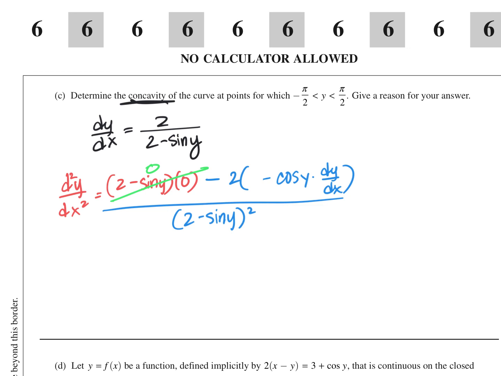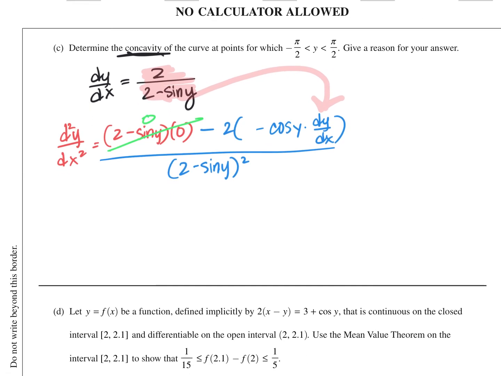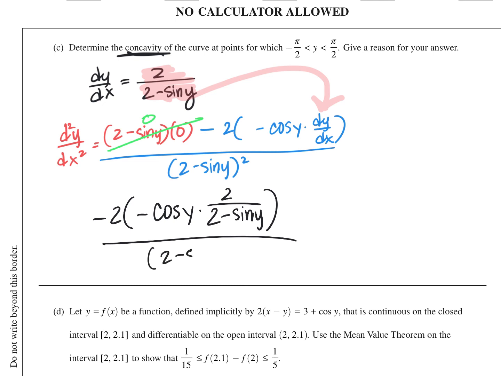Now, you guys, what can I plug in for this dy dx? Well, shoot, this is dy dx. So I want us to plug that in and simplify some things. If I were to plug that in, I'd have a negative 2, negative cosine of y, times 2 over 2 minus the sine of y, all over low, low.